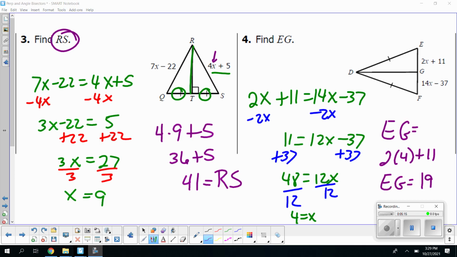Okay, hopefully you should have found that 4 is equal to x, and when you plug that 4 in for EG, you found that 2 times 4 plus 11 gives you 19, so EG is equal to 19. Okay, I would like for you to do number 6 and enter that answer into Edpuzzle.